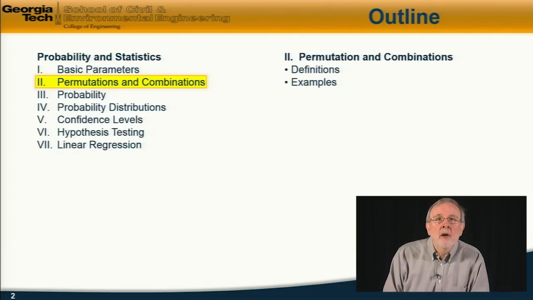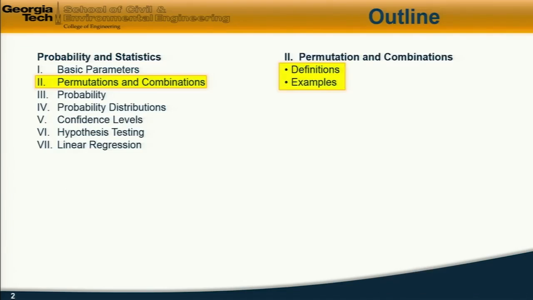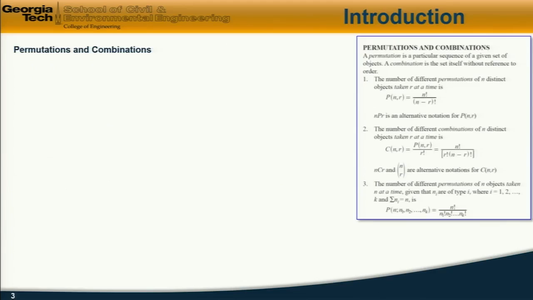The next topic in probability and statistics that I want to discuss is permutations and combinations. And here we'll first look at basic definitions and then do some examples. Now, the section on permutations and combinations from the reference handbook is shown here.